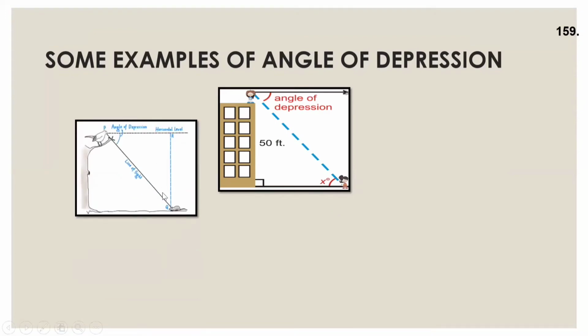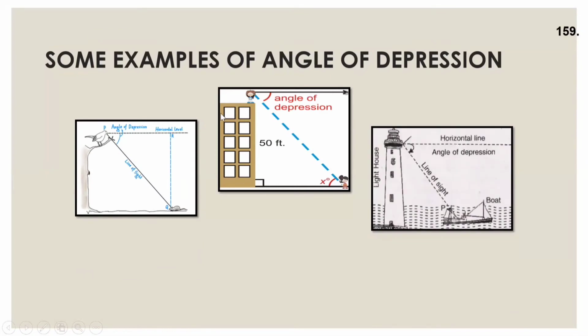The bird is observing this rat. So this is the line of sight. This is the horizontal level. So this becomes the angle of depression. This is the lighthouse. This is the horizontal line. This is the line of sight to the boat. Then that means this becomes the angle of depression. The person from the lighthouse is observing the boat down here.